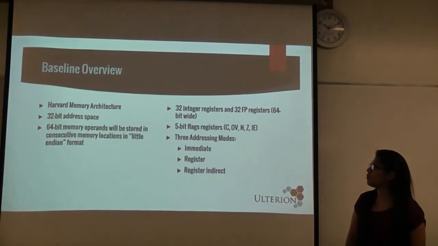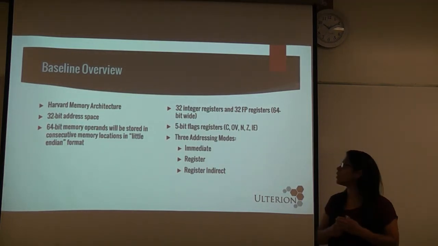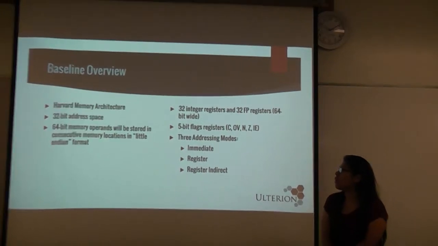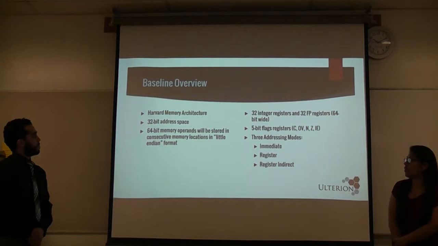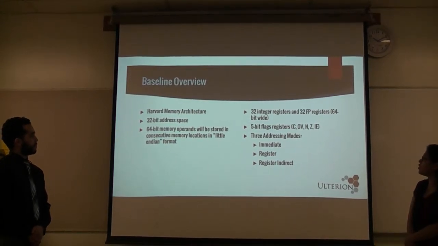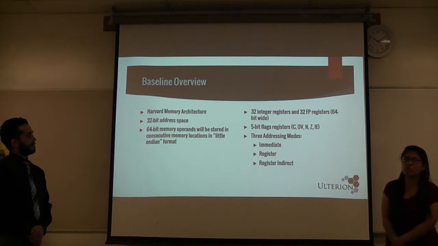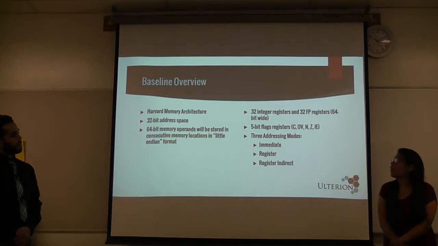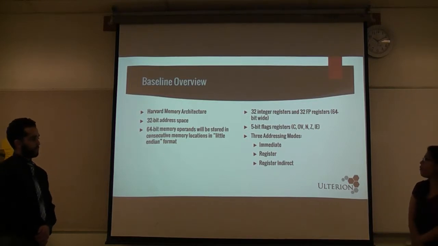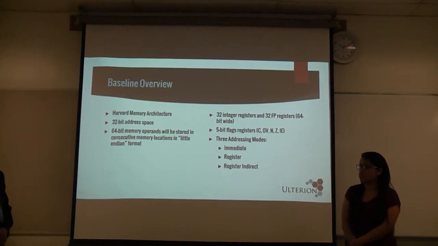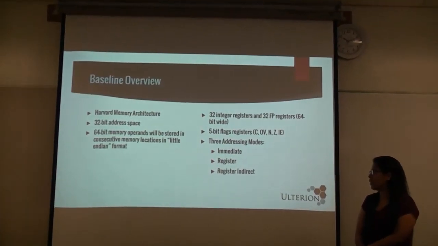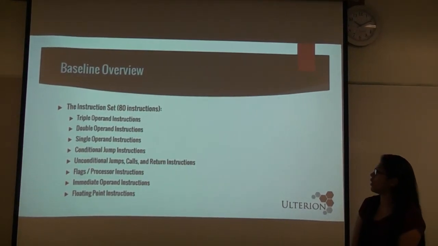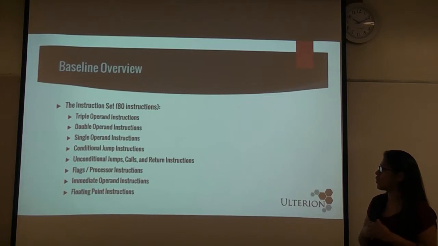So our baseline consists of a Harvard memory architecture, a 32-bit address space, 64-bit memory operands in the Little Endian format, 32 integer registers, and 32 floating point registers, both 64-bit, and 5 flag registers, which are carry, overflow, negative, zero, and interrupt enable. We're going to have 3 addressing modes, which are immediate, register, and register indirect. These total 80 instructions that were covered in the baseline.